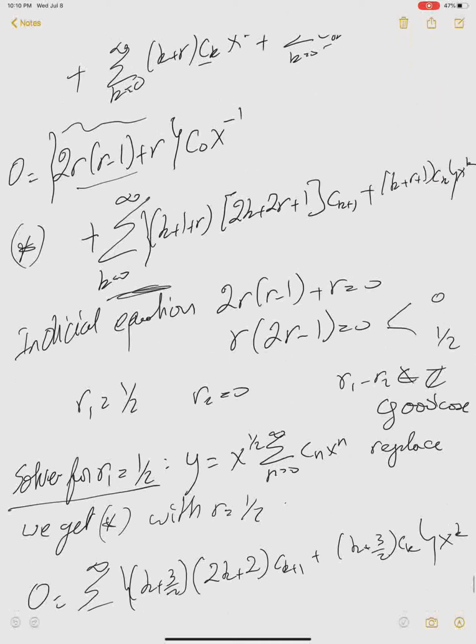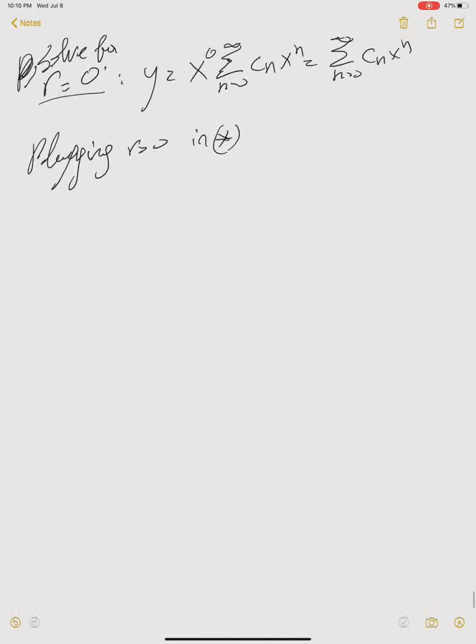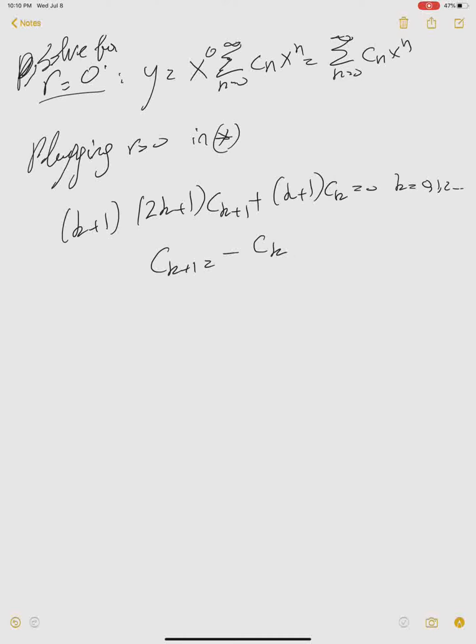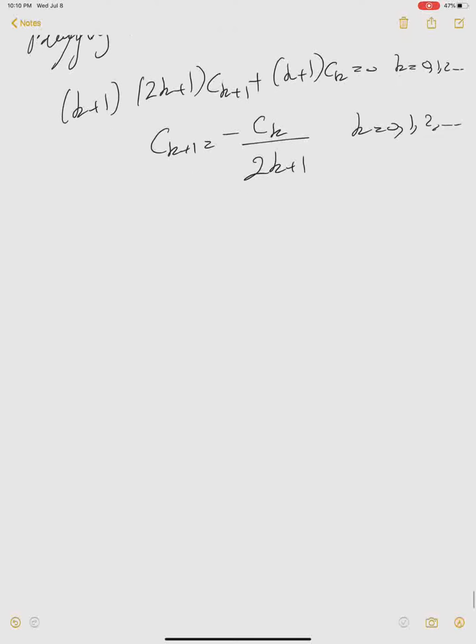Try to fix this in the next video. I plug in r equal to 0 here, and then you get (k+1)(2k+1) c_{k+1} plus (k+1) c_k equals 0, and this is for k equals 0, 1, 2, and so on. So c_{k+1} equals minus c_k over (2k+1) for k equals 0, 1, 2, and so on.